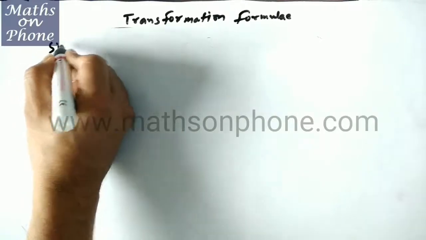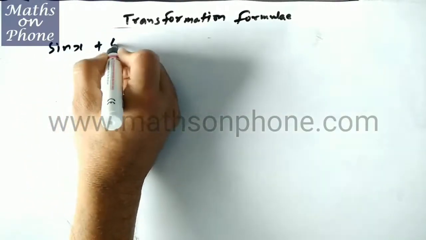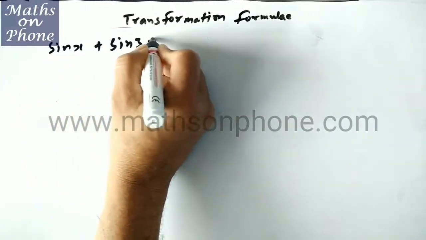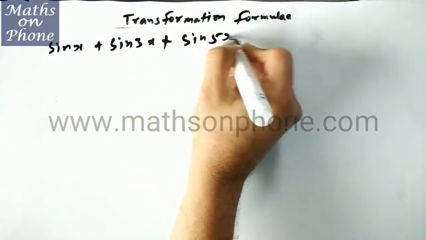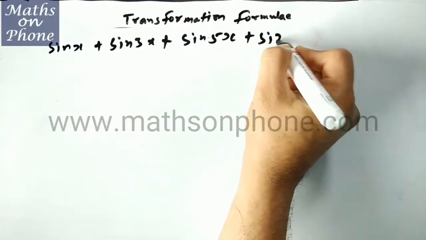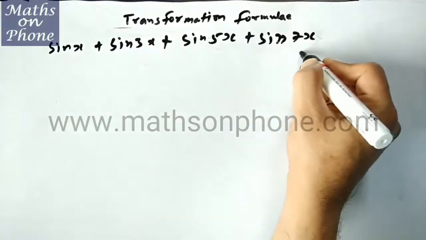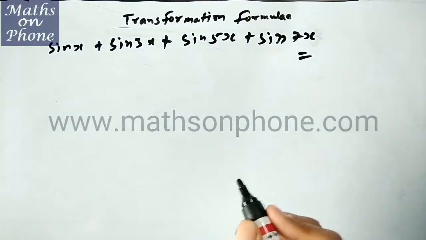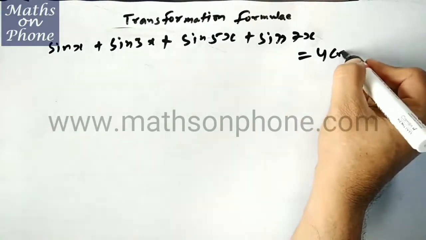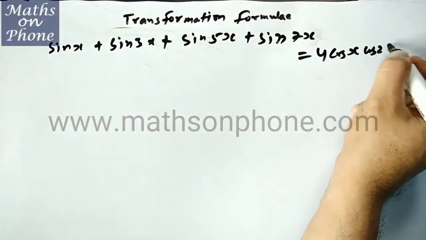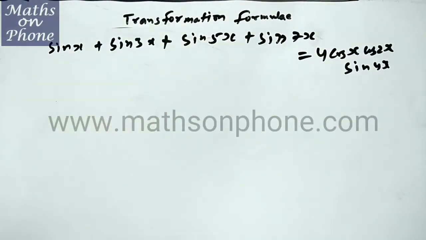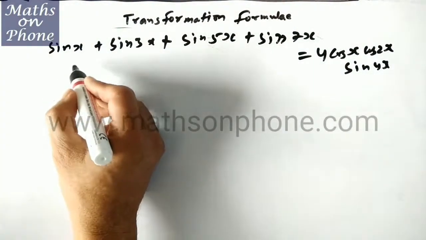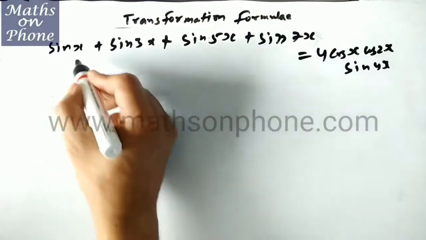Another example I am taking. This is sin x plus sin 3x plus sin 5x plus sin 7x, and we need to prove it is equal to 4 cos x into cos 2x into sin 4x. We need to prove this thing is equal to that. So we have to proceed. We will just make a pair.